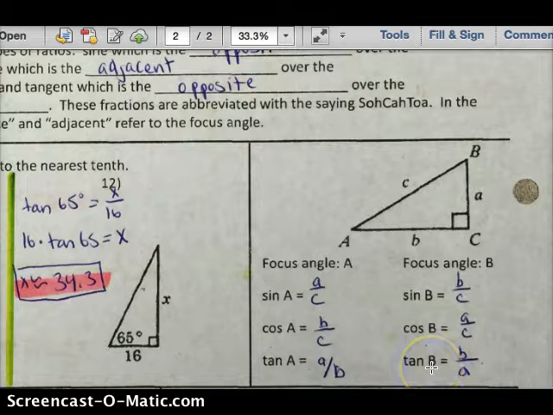Something we didn't discuss, which is actually skipping section 8.6, is that the trig ratios are exactly the same, A over C and A over C. Sine of A is equal to cosine of B. Those are called complementary angles, but we will not be talking about those.